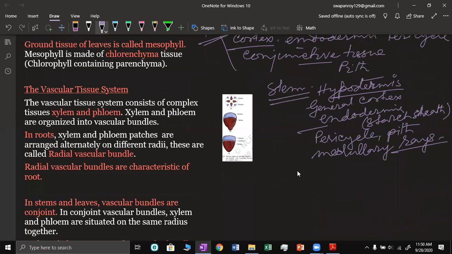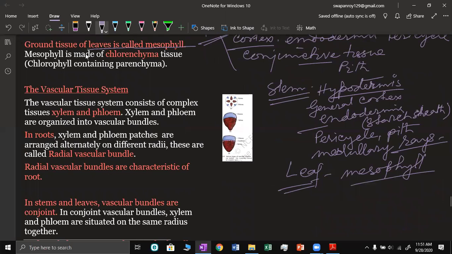In the case of leaf, the ground tissue is called mesophyll. The ground tissue of leaves is called mesophyll, and this mesophyll is made of parenchyma cells, chlorenchyma, that is the chlorophyll-containing parenchyma, which carries out photosynthesis.